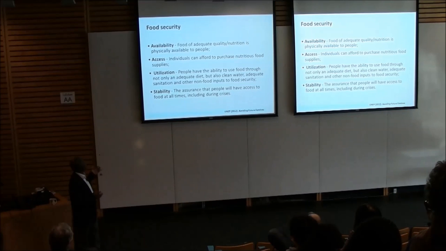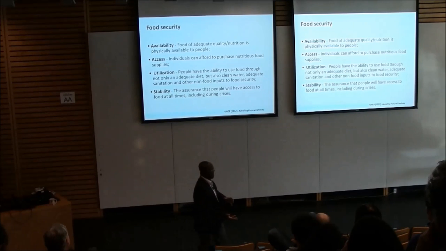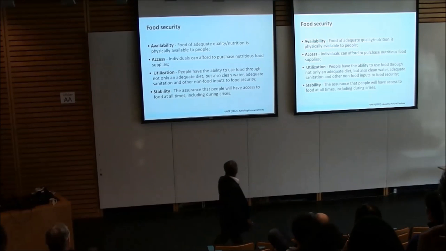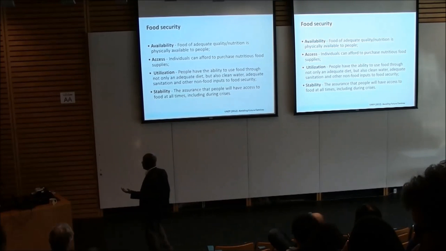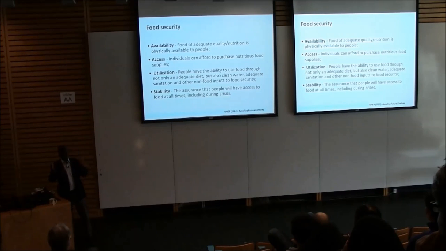Utilization. People have to have the ability to use the food. Sometimes you have the food and there's no water. You have to go to some villages in the developing world. Have your corn, water to boil the corn. So it has to be available. And stability is important, even in times of crisis. This is from the UN. So when you think of food security, this is the general understanding.